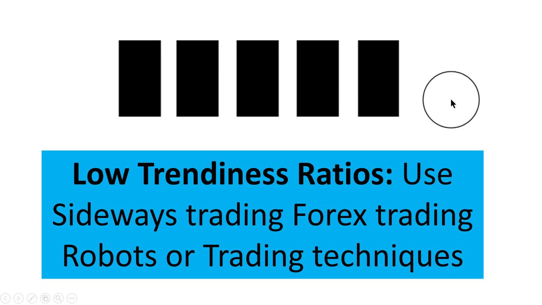And that is why some people buy robots and they plug them into the wrong currency. If you have a trending robot and you plug it into there, you're going to lose money. If you have a sideways robot and you plug it into there, you're going to make money. If you trade a manual technique that uses a sideways trading approach, then you're going to make money. That's why this trendiness ratio is so important.